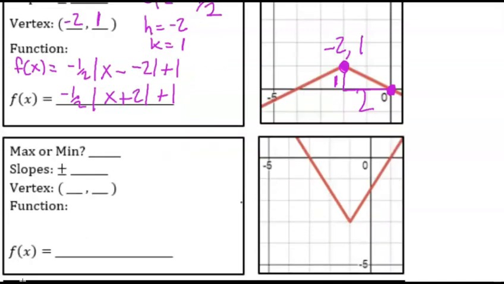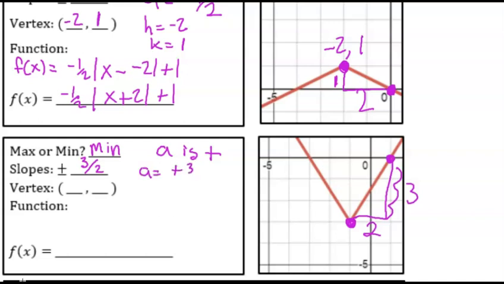Let's look at the last example on this page. Find the vertex. It's a low vertex, that's a minimum. Since it's a minimum, A is going to be positive. Find another lattice point besides the vertex. Do your rise over your run. Your rise is 1, 2, 3, and your run is 2. So your slope is 3/2. A will be a positive 3/2.